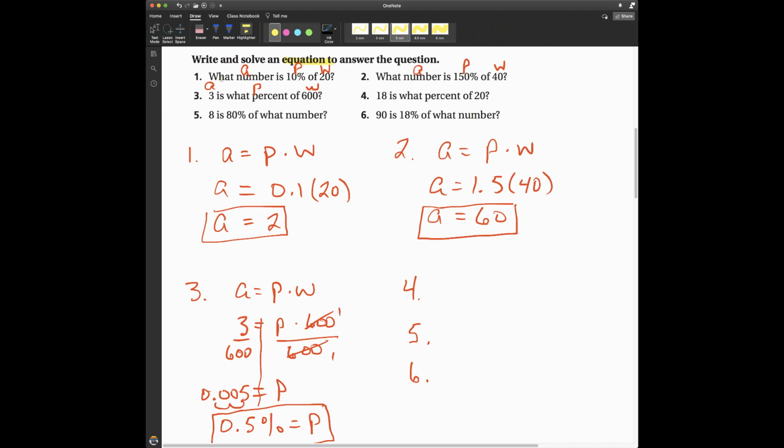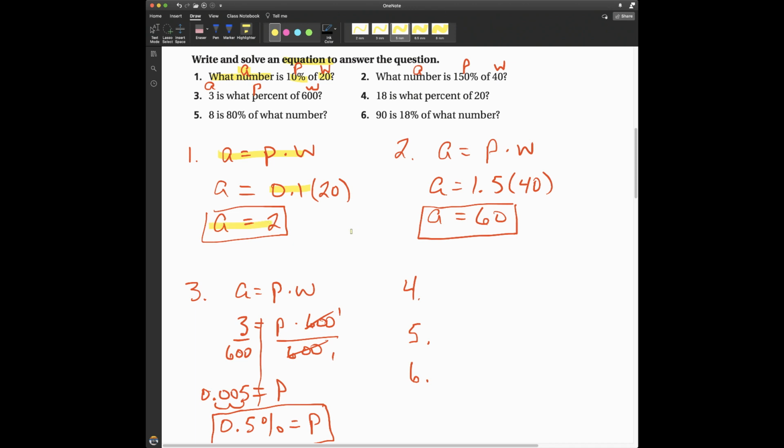For number one, it says what number is 10% of 20? I already labeled "what number is," so that has to be the part. 10% is my percent, so what's left is the whole. I came down here, wrote down the formula, and plugged in what I had. Again, I like to write my percents as decimals when I use this formula. Then I just go in my calculator. 0.1 times 20 is 2. So 2 is 10% of 20.